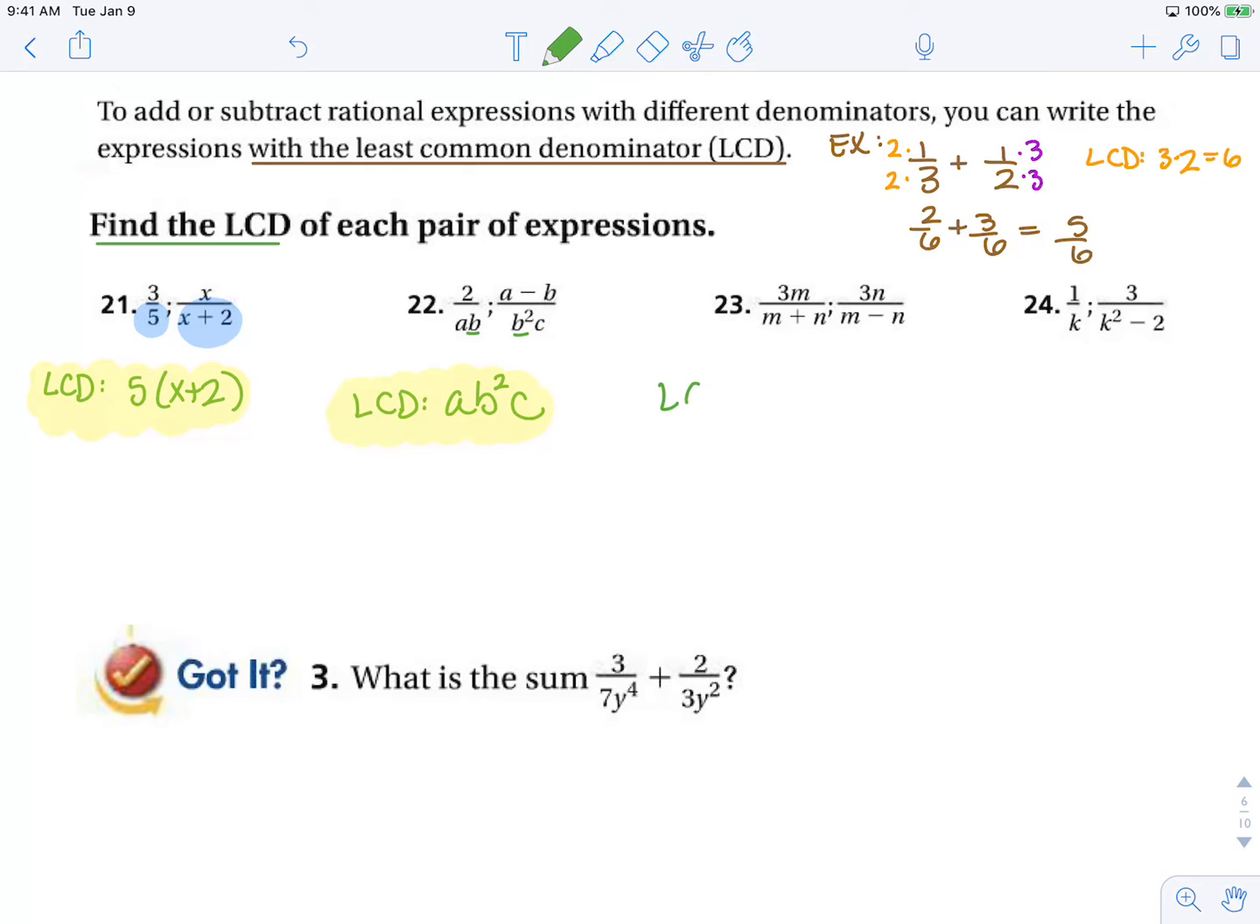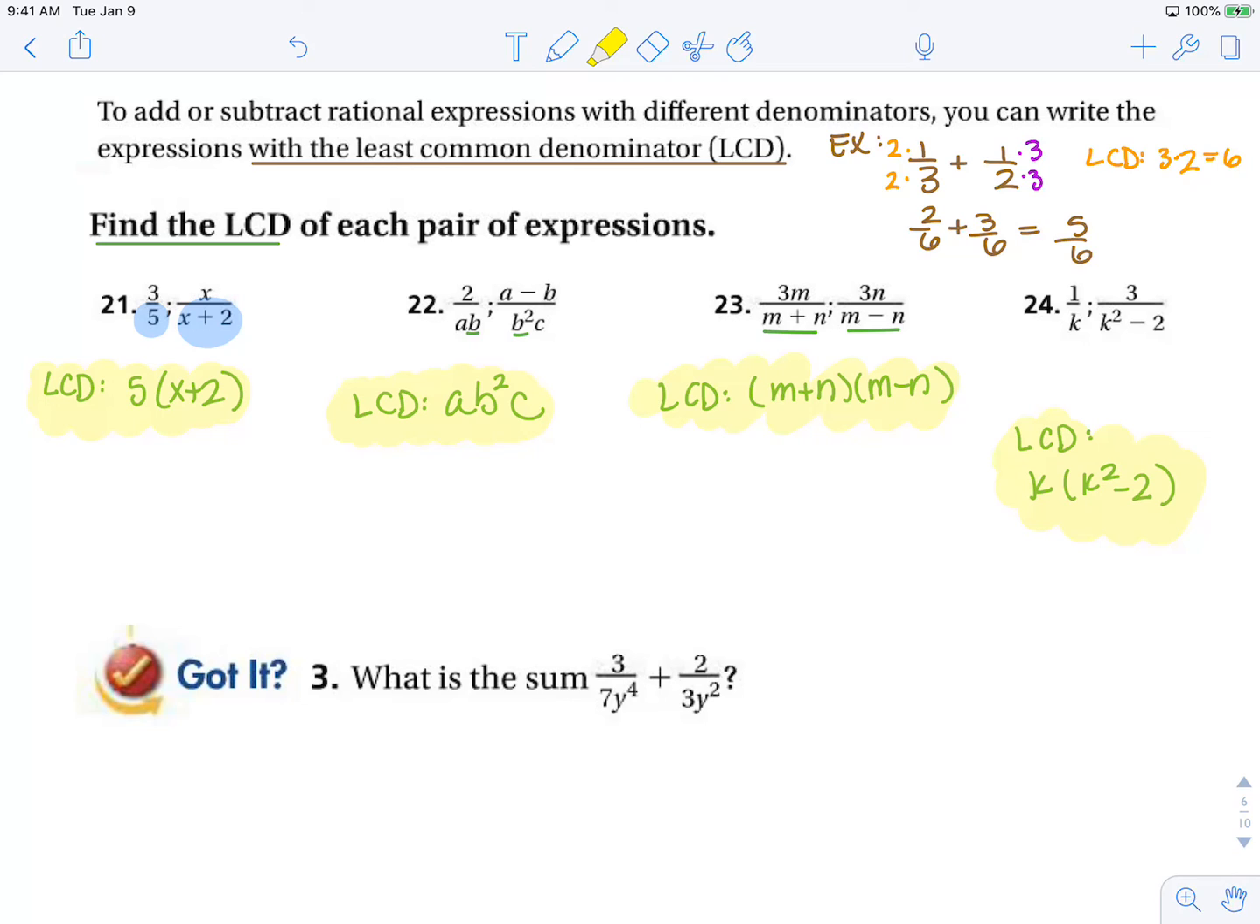Here we have, once again, two different factors. So our least common denominator is just going to be the product of those two different denominators. And now 24, same thing. k squared minus 2 we cannot factor. So our least common denominator is the product of those two different factors.